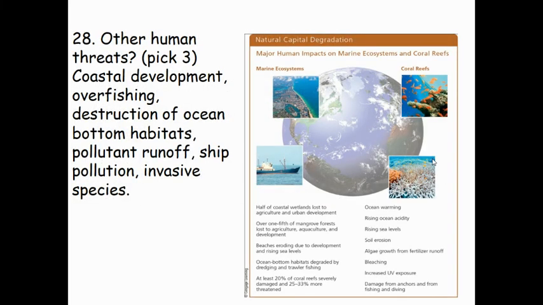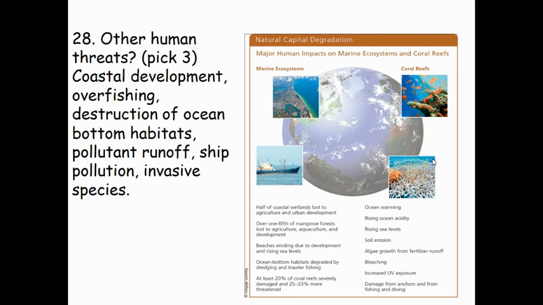Other human threats. Pick 3 of these. So overfishing, coastal development, basically eliminating habitat, creating more erosion as we're building on the land, removing vegetation. Destruction of ocean bottom habitats.